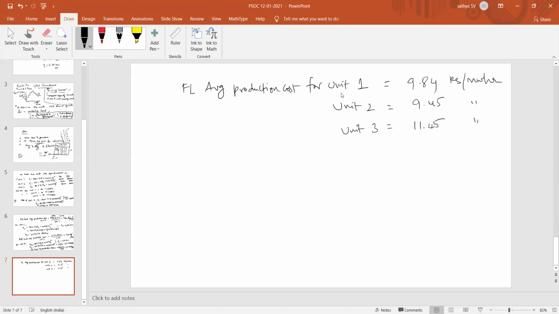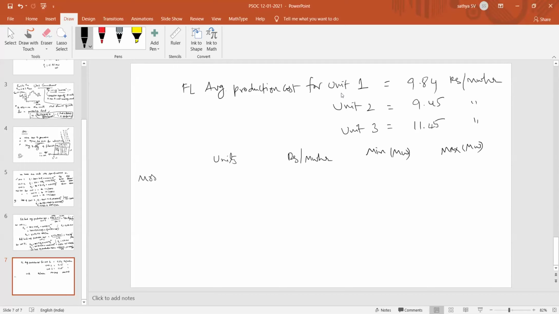Now, based on this priority list method, the most economical unit out of these three, which is it? The second one, unit 2, sir. Right, very good. So what is the least preferred unit to start up? Unit 3, sir. Unit 3, very good.